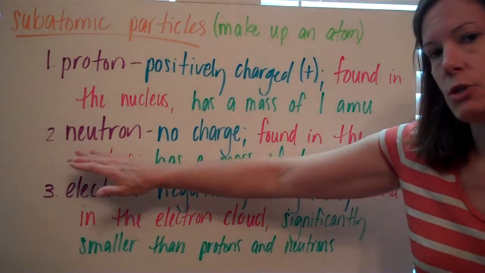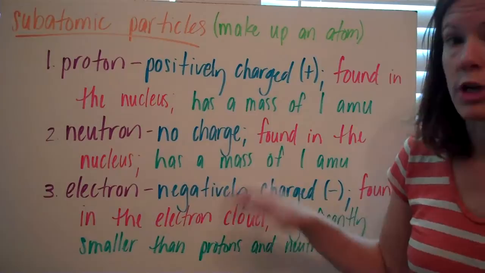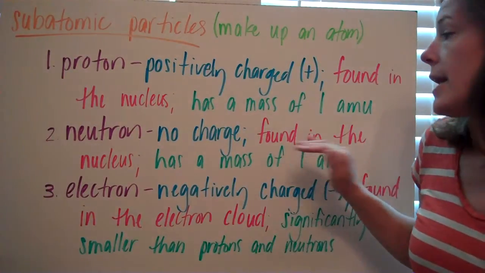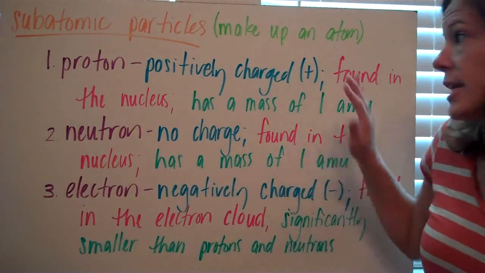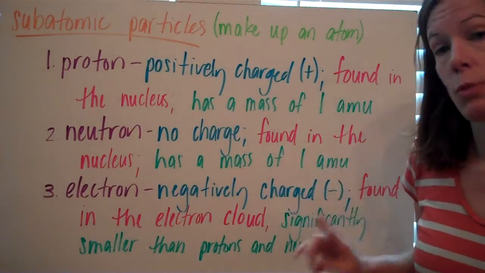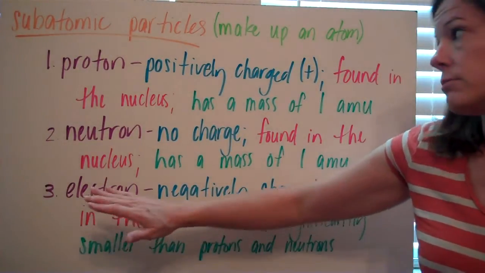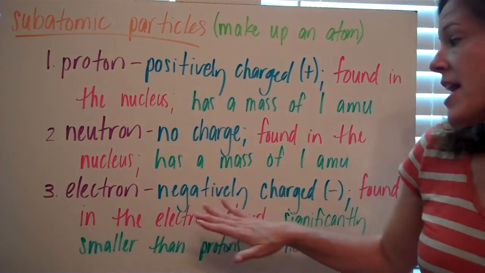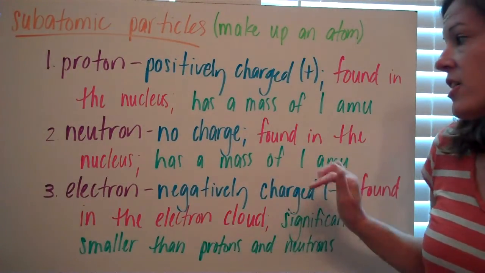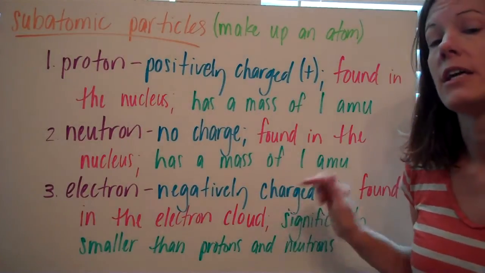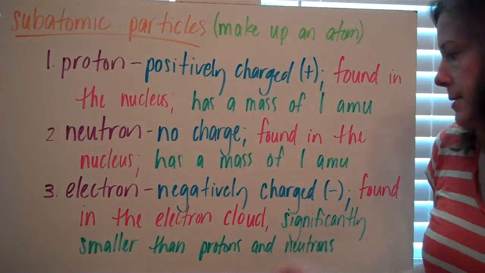The second is a neutron. A neutron has no charge, so it's neutral. It's also found in the nucleus, and just like a proton, it has a mass of 1 atomic mass unit as well. Electrons are the third type of subatomic particle. They are negatively charged, and they are not found in the nucleus. They are found in the electron cloud surrounding the nucleus.